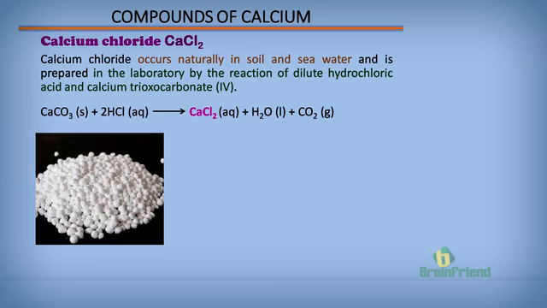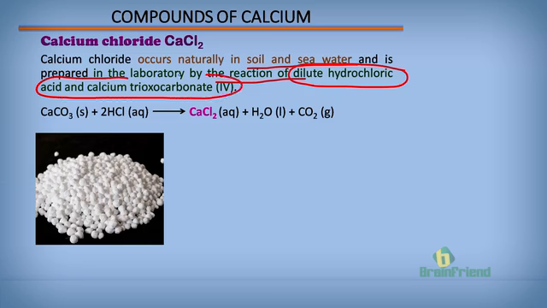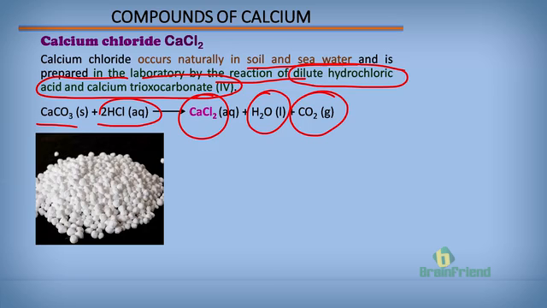Now, another compound of calcium is what? Calcium chloride. Now, this calcium chloride is a salt, and it occurs naturally in soil and sea water. It is prepared in the laboratory by the reaction of dilute hydrochloric acid and calcium carbonate. So calcium carbonate, when it reacts with dilute hydrochloric acid, calcium chloride will be formed with water and carbon dioxide being given off as byproducts.